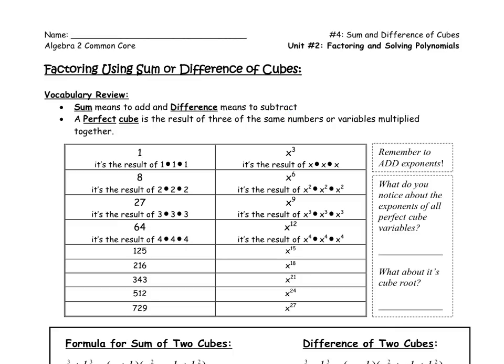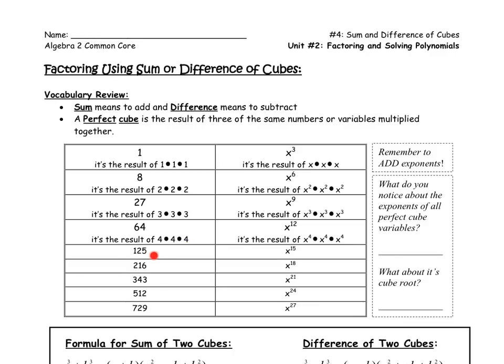We spoke about perfect squares before, but now we're going to talk about perfect cubes. A perfect cube is the result of three of the same numbers or variables multiplied together. So for example, 1 is a perfect cube because it's the result of 1 times 1 times 1, just like 1 is also a perfect square because it's the result of 1 times 1. 8 is a perfect cube because it's the result of 2 times 2 times 2. 27 is also a perfect cube because it's the result of 3 times 3 times 3. 64 is a perfect cube because it's the result of 4 times 4 times 4.